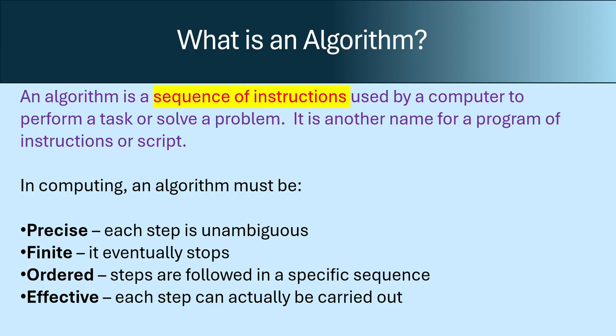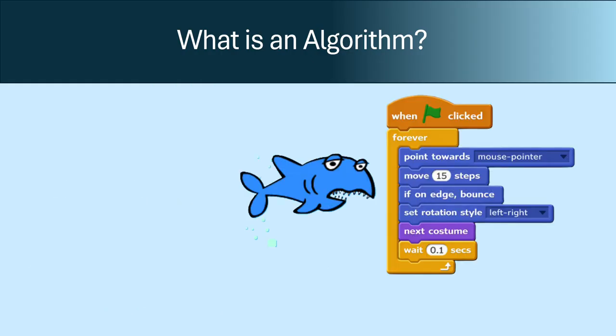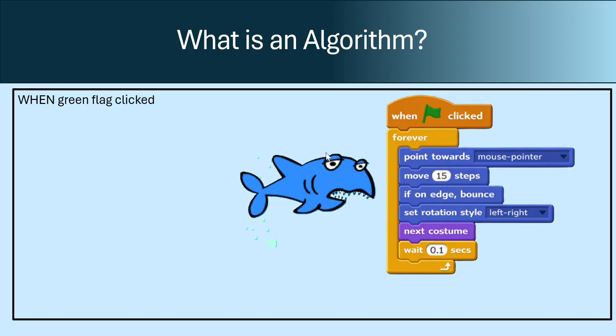So let's have a look at our first algorithm in this game. The first one is the shark. So that's what its algorithm looks like. I'm going to have it in pseudocode. That's just another way of writing our algorithm in English-like format.